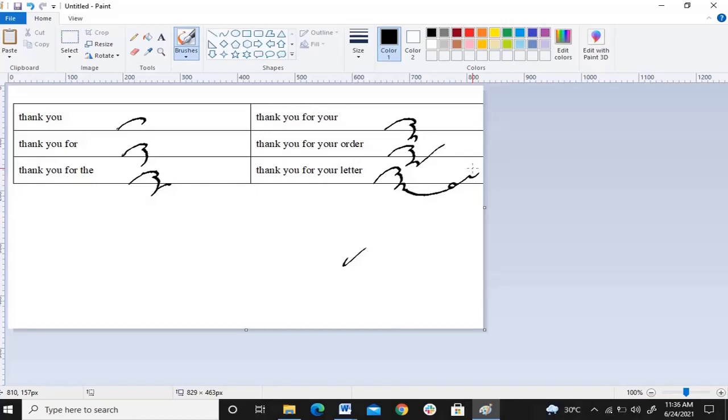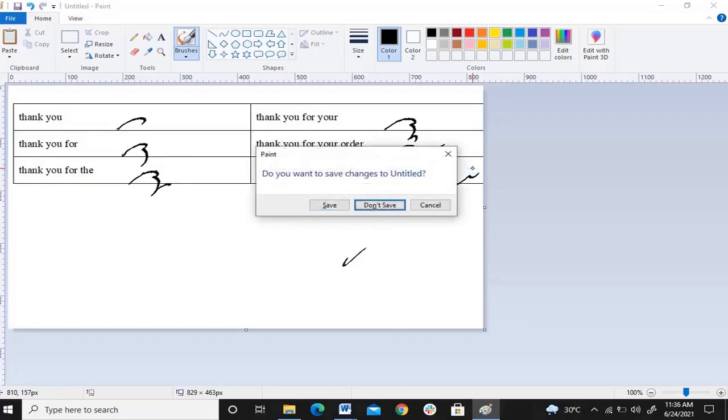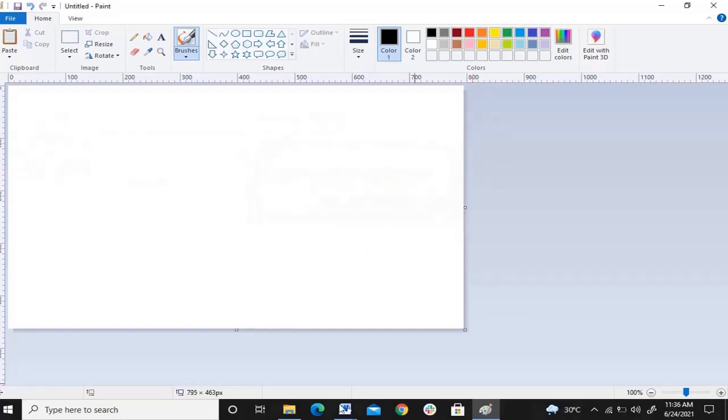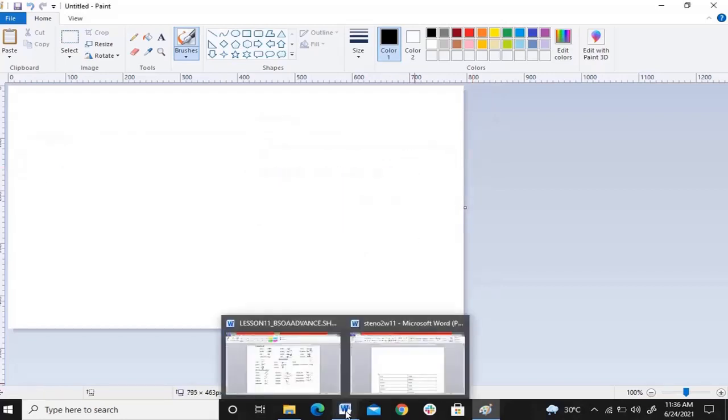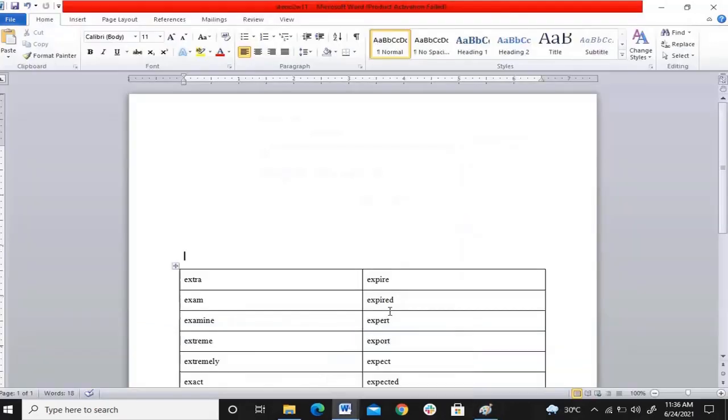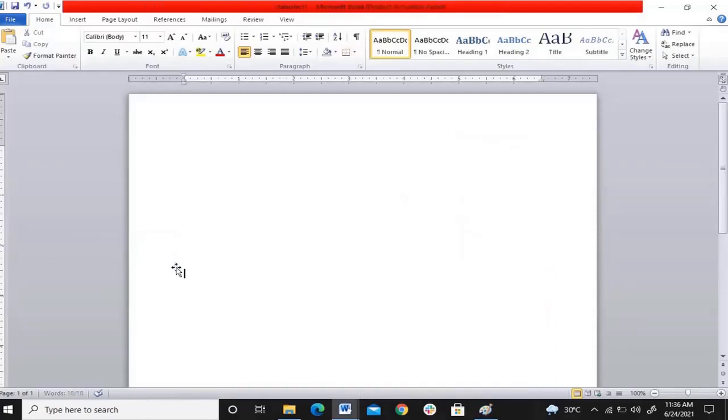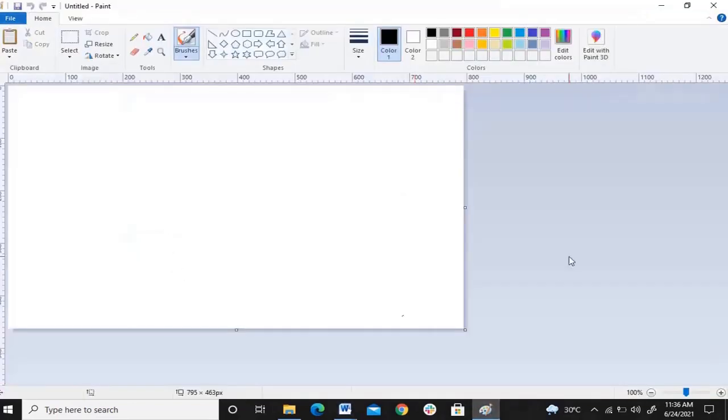Okay, so now let's move on. Ang bilis ah. Anyway, if you were not able to follow any of those strokes, please go back and try it again until you get it right. Next, we move on to our words beginning with X. The X words.